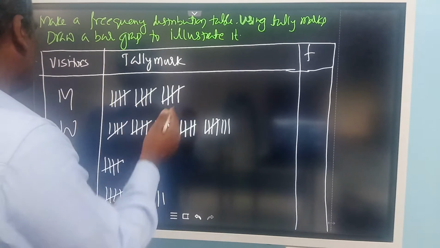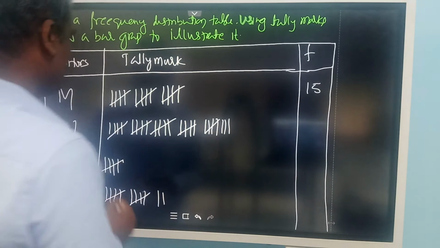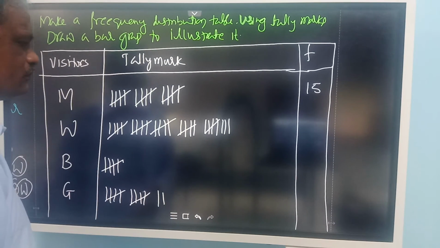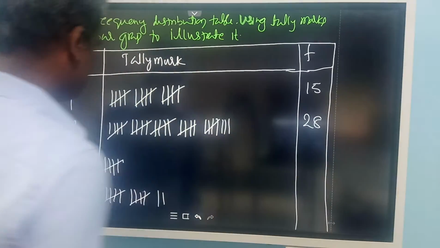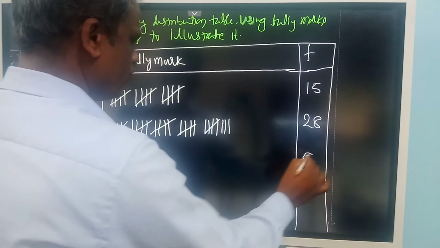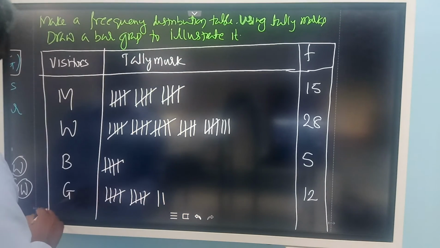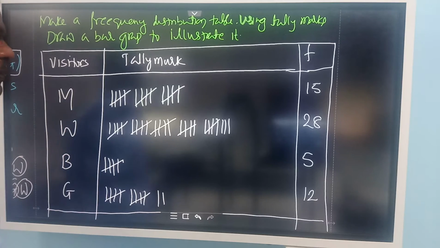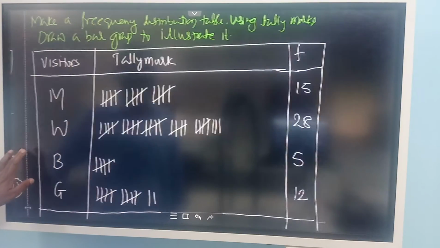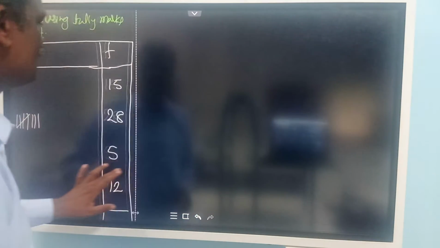How many men actually visited? Sir, 15. Frequency is 15. Woman? Sir, 28. Right, 28. Then boys? Sir, 5. Girls? Sir, 12. So this is the data. You can analyze who visits a departmental store more: women. And the same thing you can represent using a bar graph. They asked us to represent the same thing using a bar graph.